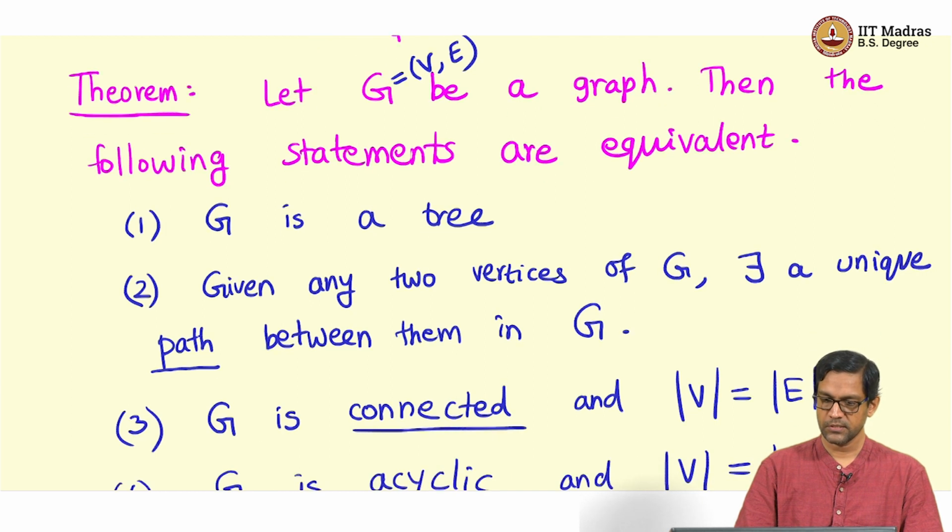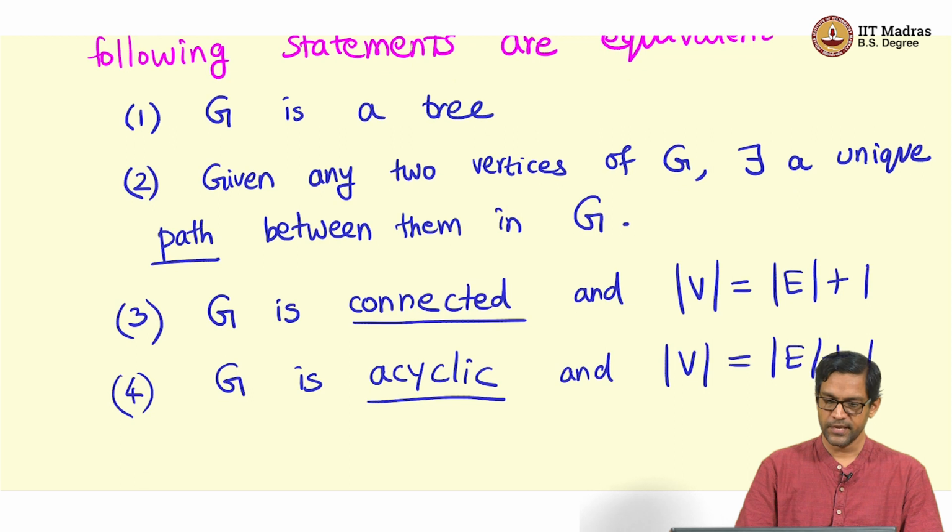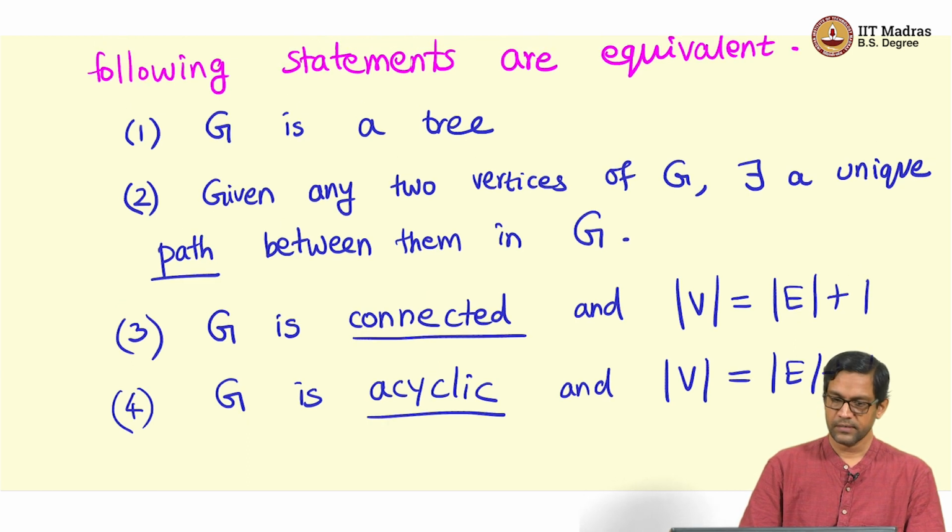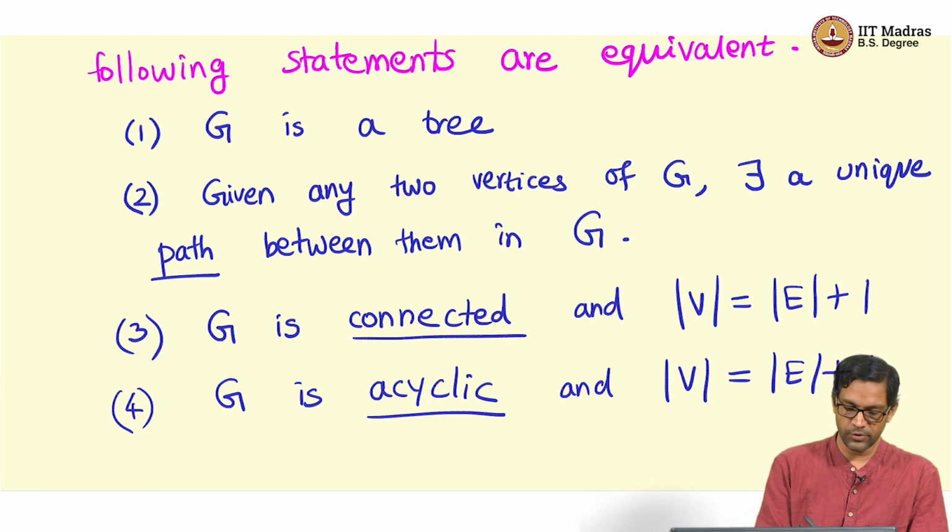So this was the theorem. G is a tree. Given any two vertices of G, there exists a unique path between them in G. Statement 3 was G is connected and has number of vertices 1 more than number of edges. Fourth statement is G is acyclic, that is has no cycles, and number of vertices is 1 more than the number of edges.